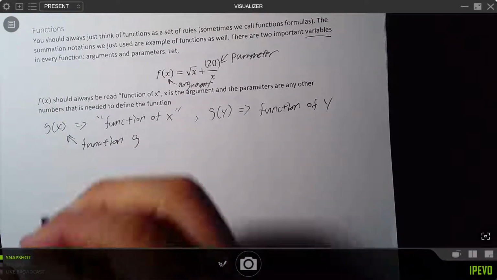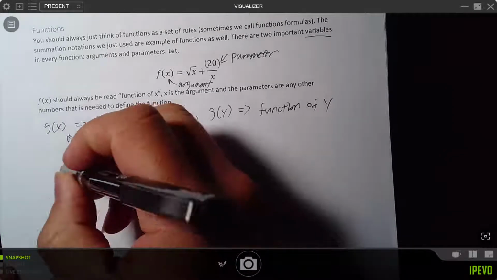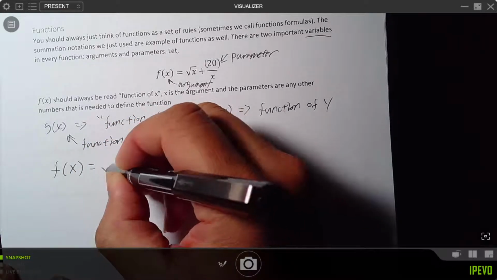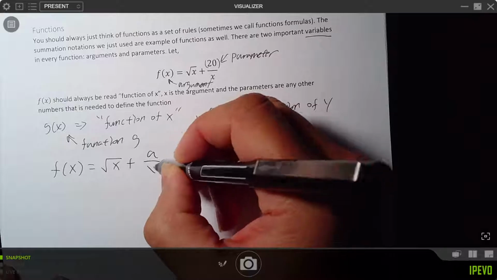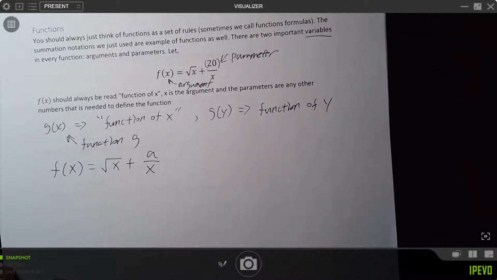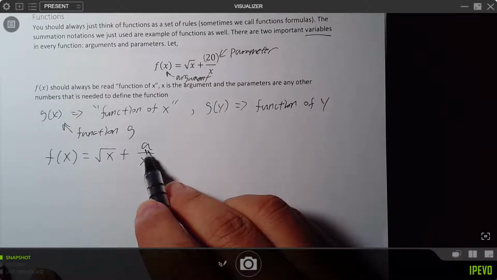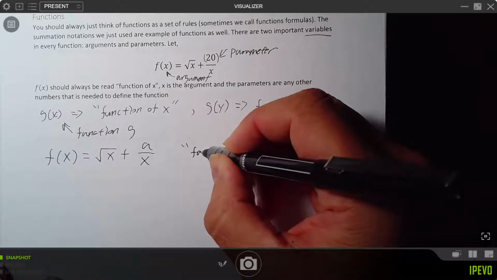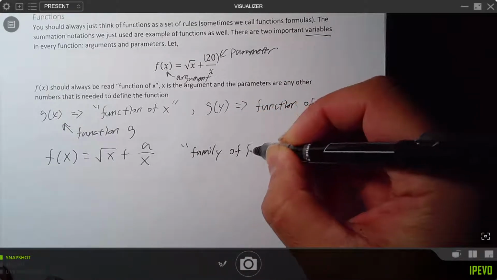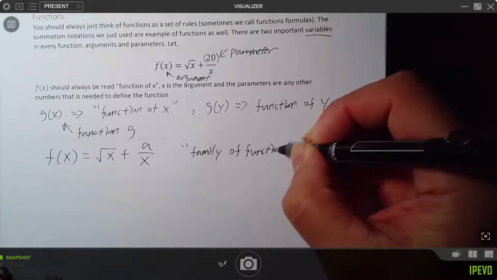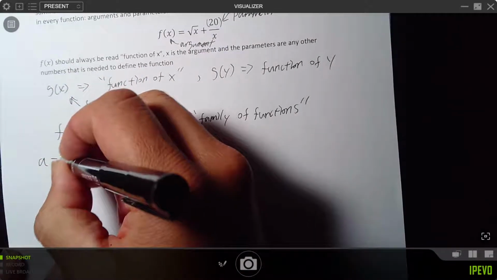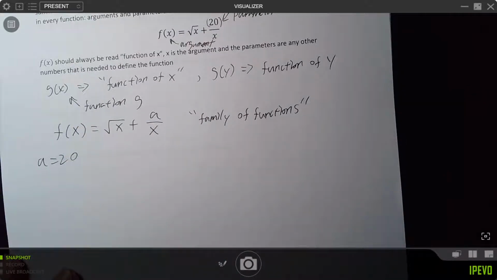Let's go back to our function. What do I mean by a parameter? For example, I could write this function like so: the square root of x plus a, over x. Now this function is not quite defined yet, because I need to know what a is before I can evaluate this. This is what we call a family of functions. Depending on what a is, the function will change. Now let a equal 20. If we let a equal 20, we have set the parameter.